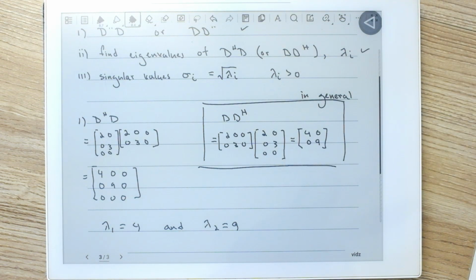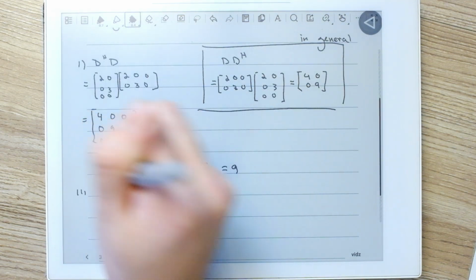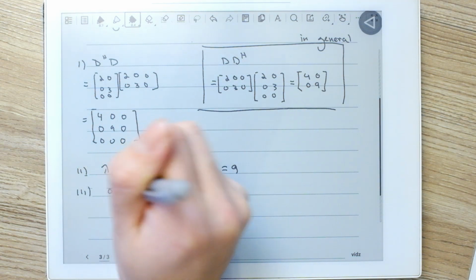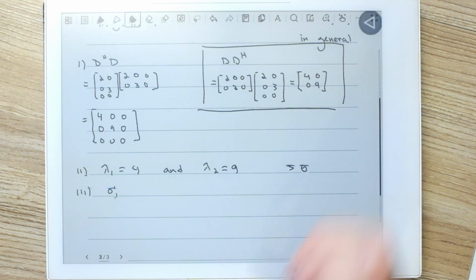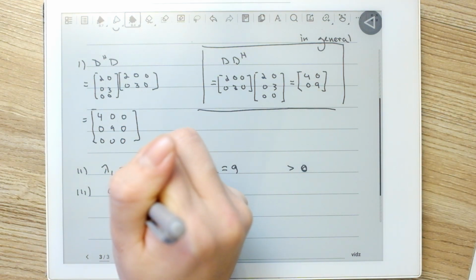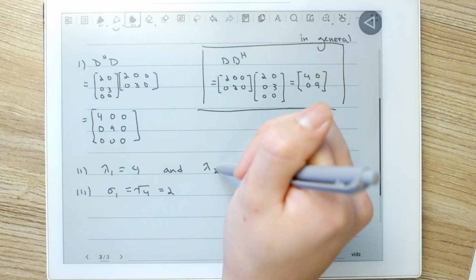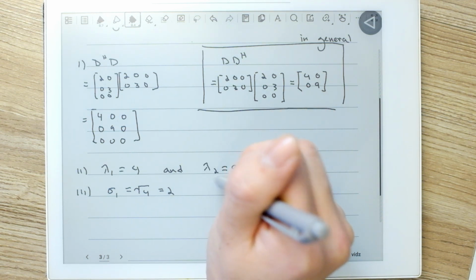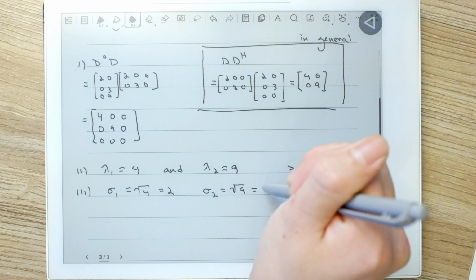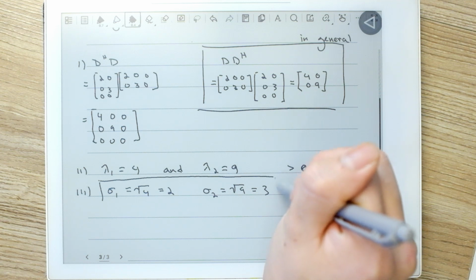Check. Now let's find the singular values. The singular values are our third step. This was our second step. The singular values are pretty simple. These are both bigger than 0, this being a 0. And so sigma 1 is just equal to the square root of 4, which is 2. And then the one corresponding to our lambda 2, sigma 2, is the square root of 9, equal to 3. And so these are the singular values of our matrix.